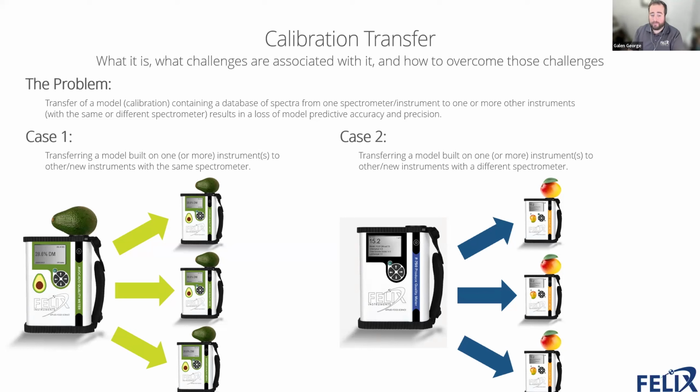So in case one, you can expect that model transfer to go a little more smoothly and the accuracy and precision loss to be a little bit less. In case number 2, you're going to see a much more significant difference in your accuracy and precision when you go to deploy these models on these F751s, because the model was built using a completely different spectrometer.